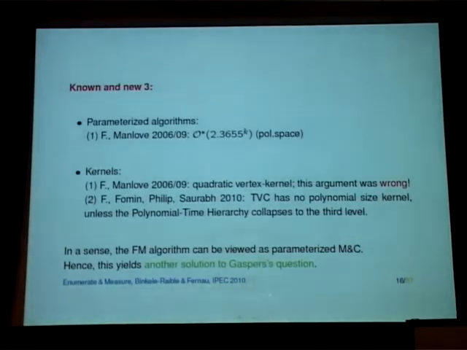So this is a third kind of answer to Gaspers's question, this time the other way around, because there was this measure and conquer analysis before, and later we proved the non-existence of a small kernel. So again, another solution here.